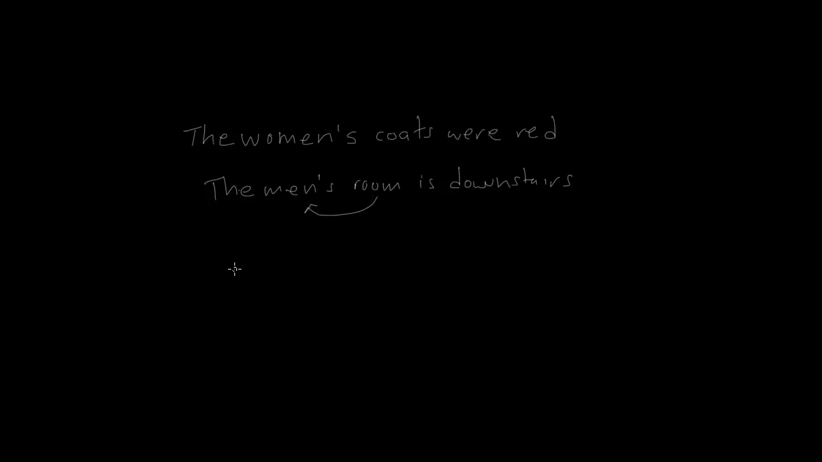It can be quite tricky sometimes, so let's just take a look at one more example. An irregular plural of child is children. So if you want to say the children's play area, it's an irregular plural.